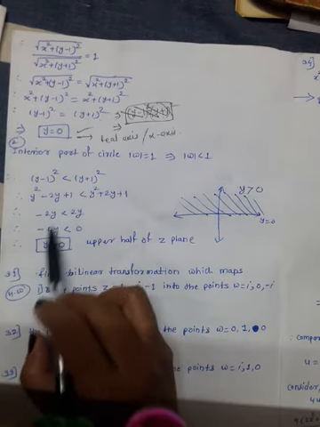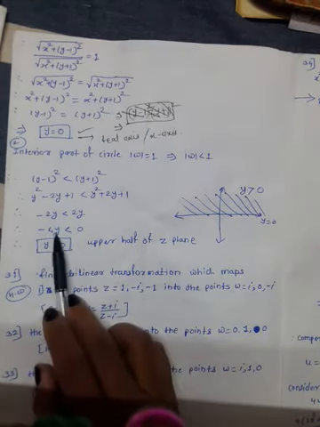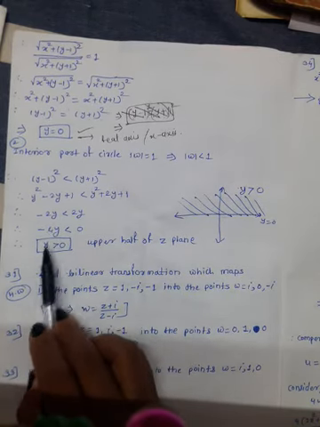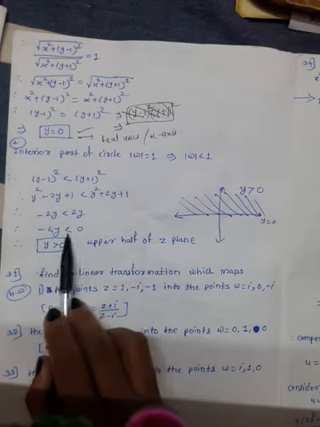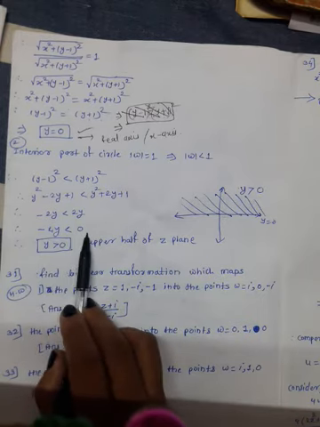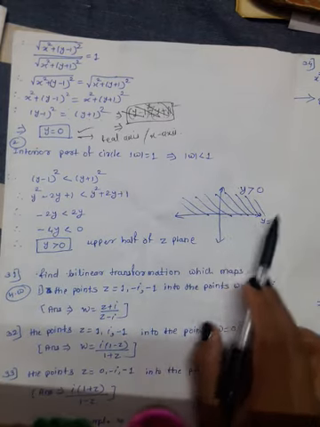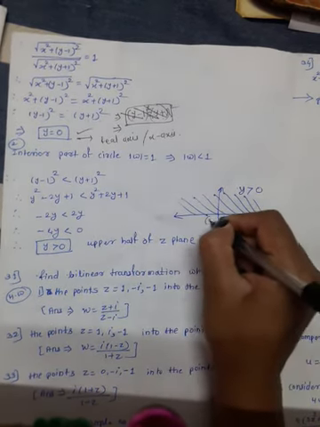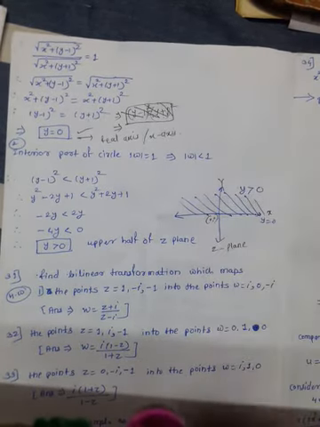Take minus 2y on this side, we get minus 4y less than 0. To make this product less than 0, minus 4 is obviously less than 0, so y must be positive. Because if y is negative, then minus minus becomes plus, which is greater than 0, which is wrong. That's why for minus 4y less than 0, y must be greater than 0. Y greater than 0 is the upper half of the z plane. This is the x axis and this is the y axis.